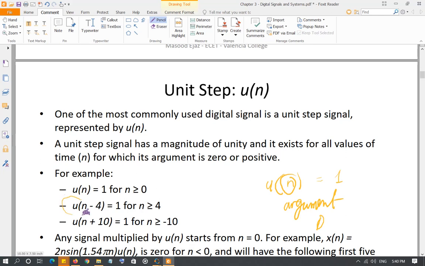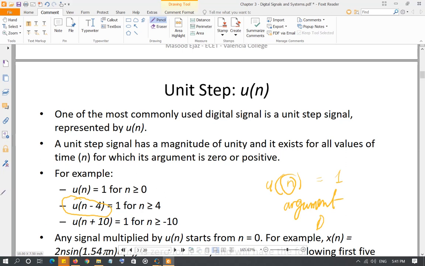So for example, look at this. If you have u[n-4], when will the argument be 0 or positive? For all the values of n greater than or equal to 4. So u[n-4] will be 1 for n greater than or equal to 4, and for all the values less than 4, including 0 and negative, it is going to be 0. u[n+10] is going to be 1 when n is greater than or equal to negative 10. So negative 10, negative 9, negative 8, 0, positive values. For all those values, the step function is going to be 1. And for values less than negative 10, negative 11, negative 12, it is going to be 0.